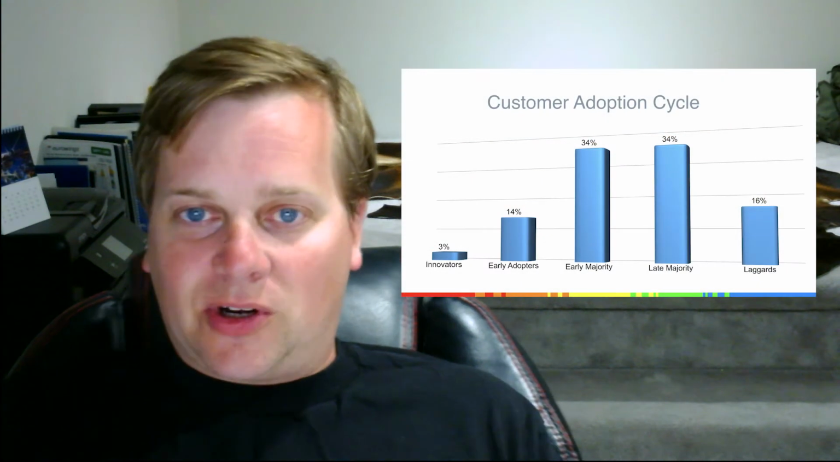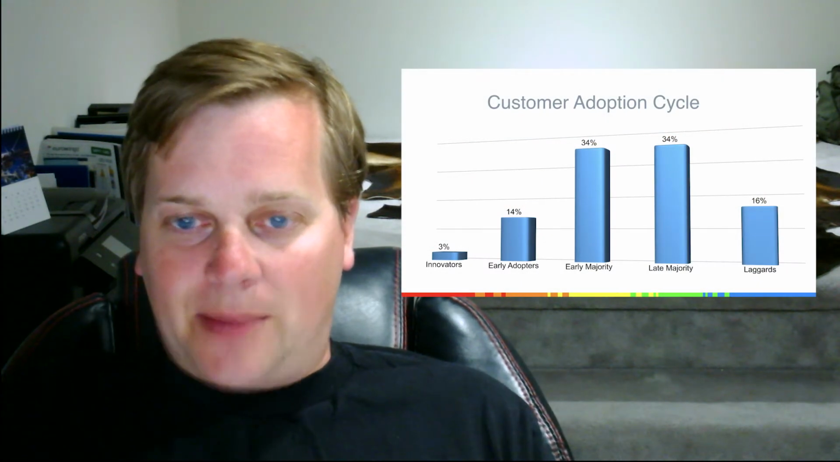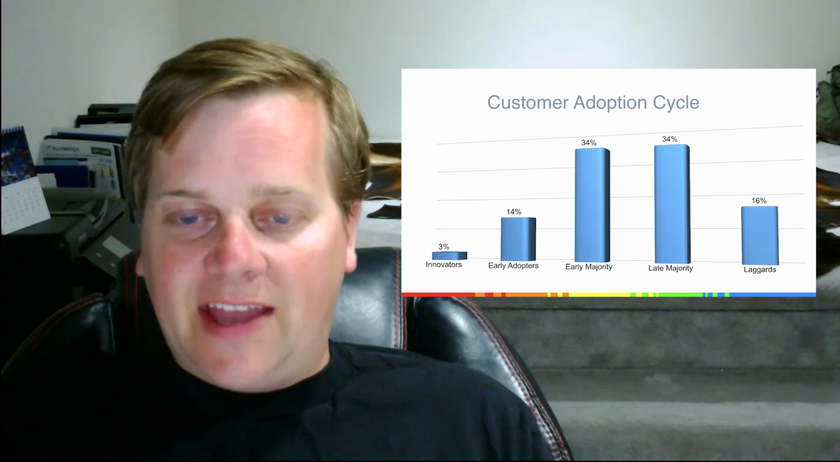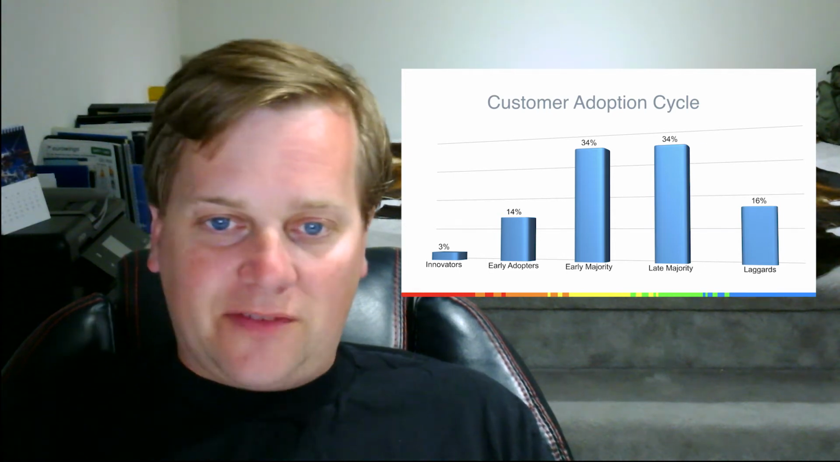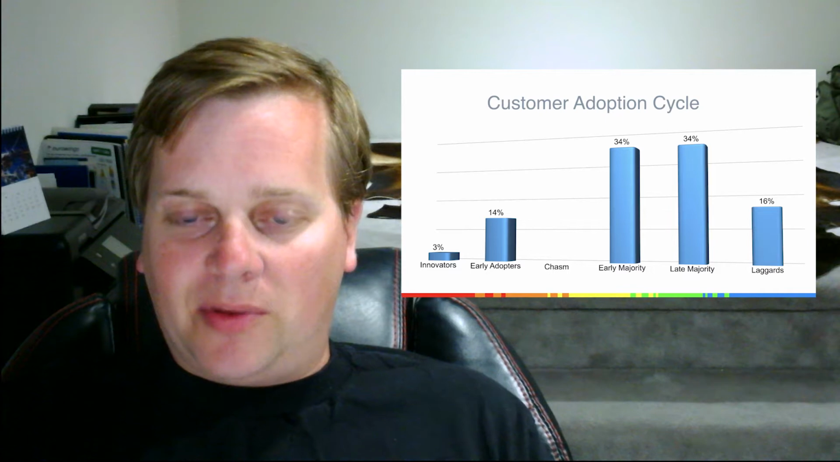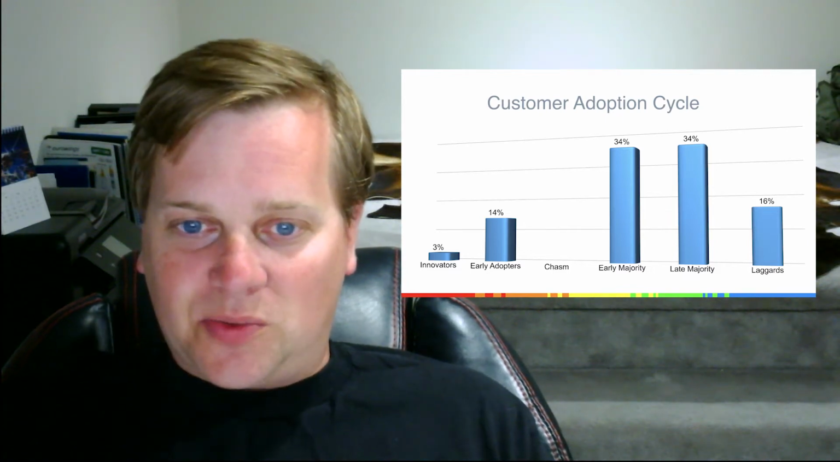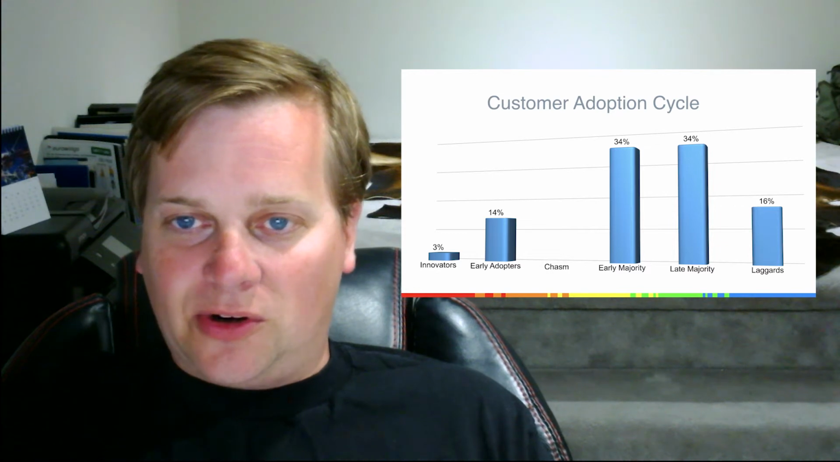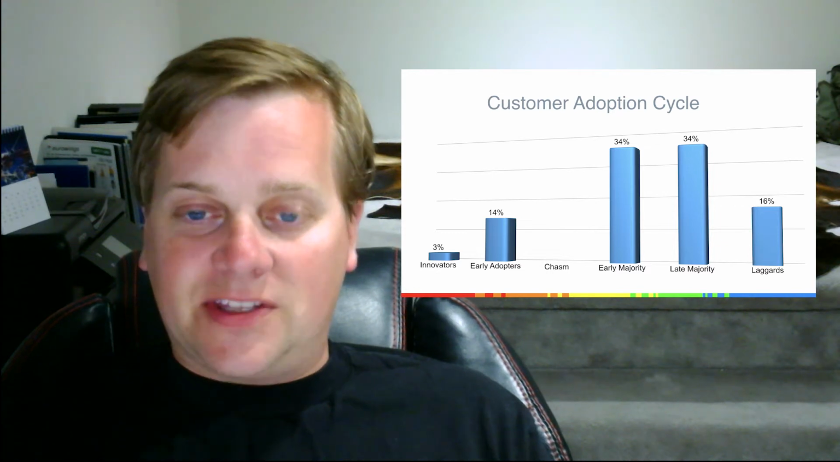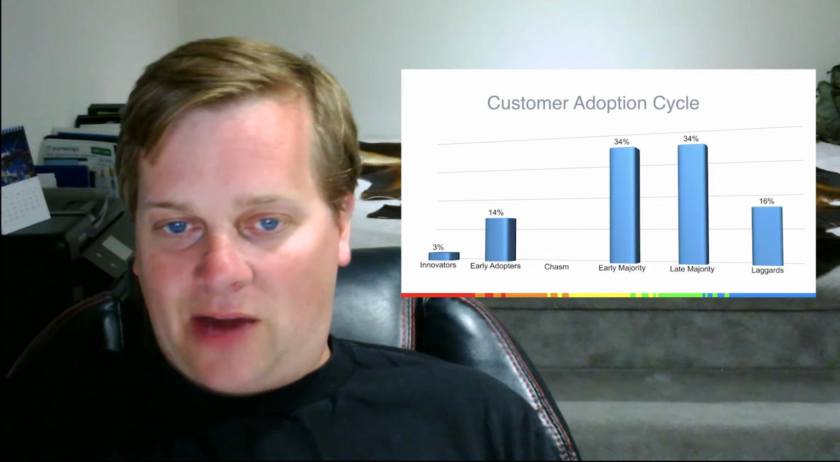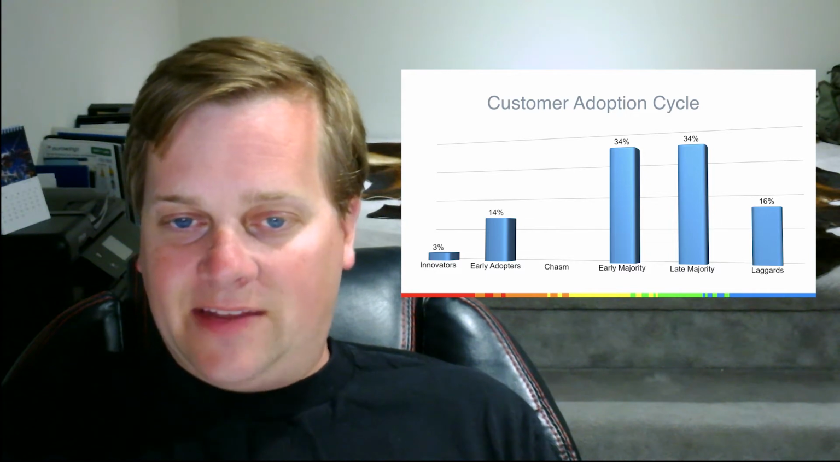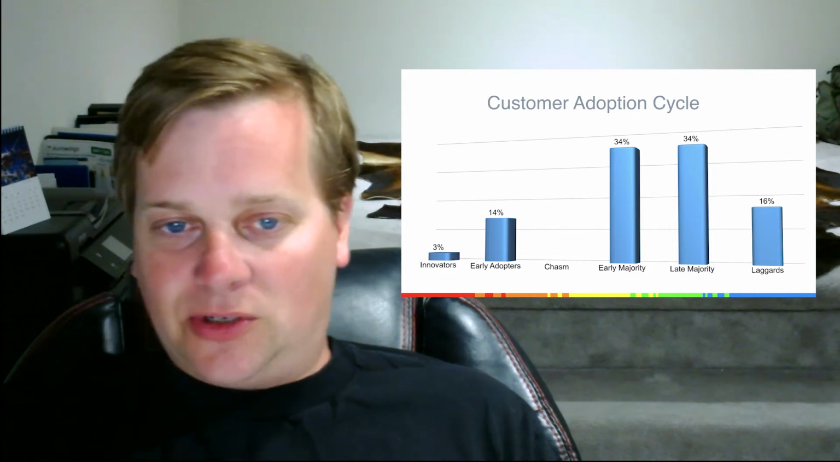So this is a customer curve. This is the customer adoption cycle. And it's probably fairly familiar. This is probably the version that's a lot more familiar, with the chasm here between your early adopters and your early majority. And this is the innovator's dilemma, right? How do I build a product and then move from early adopters to early majority?